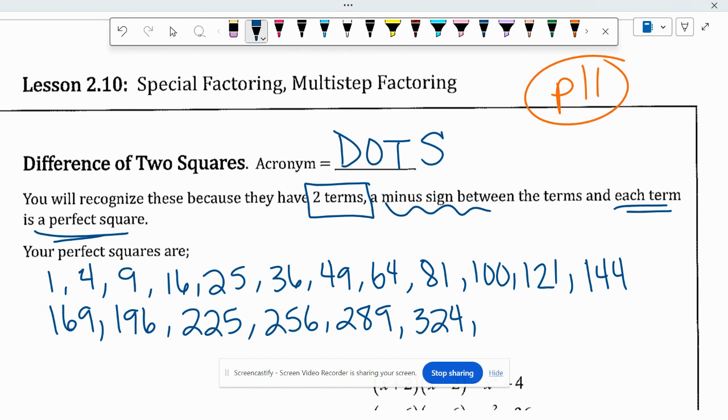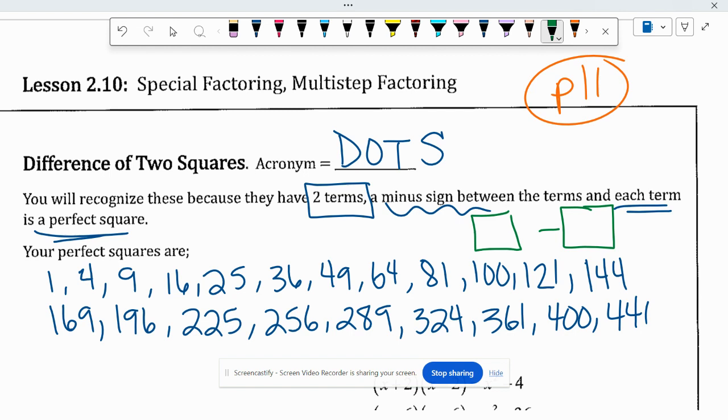19 times 19, 360. I don't know. Yeah, 361. Thank you. 20 times 20 is 400. 21 times 21, 441. There you go. That's quite a bit of them. Okay. So it means that your minus sign, you're going to have minus, and it's going to be one of these numbers. How do we know if a variable term is a perfect square?